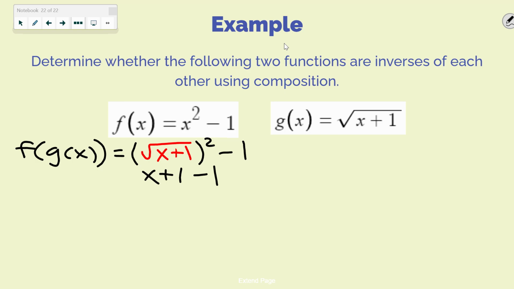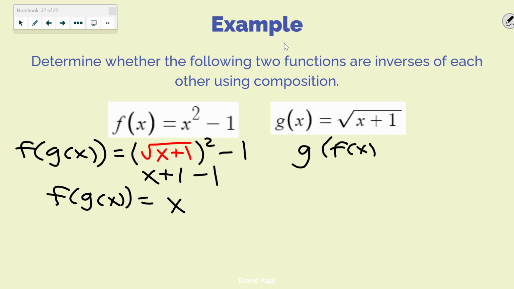So lastly, what is f of g of x going to simplify to? Just x. Is that what we want? Yeah. Cool, so are we done? No. You have to always find g of f of x as well.